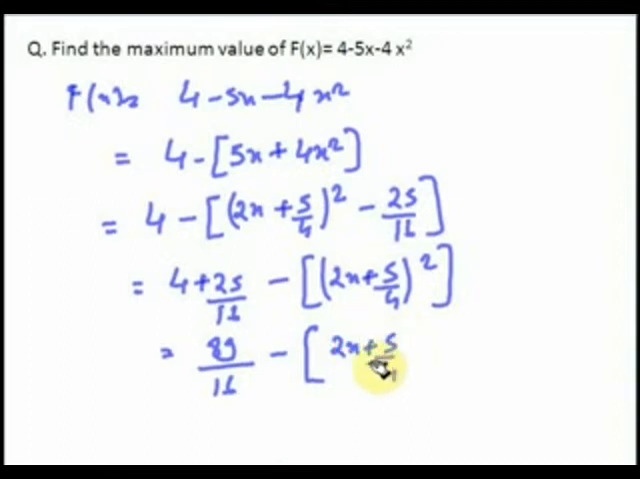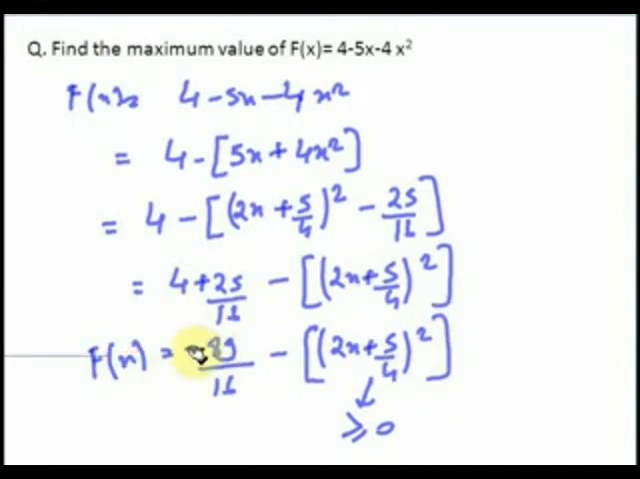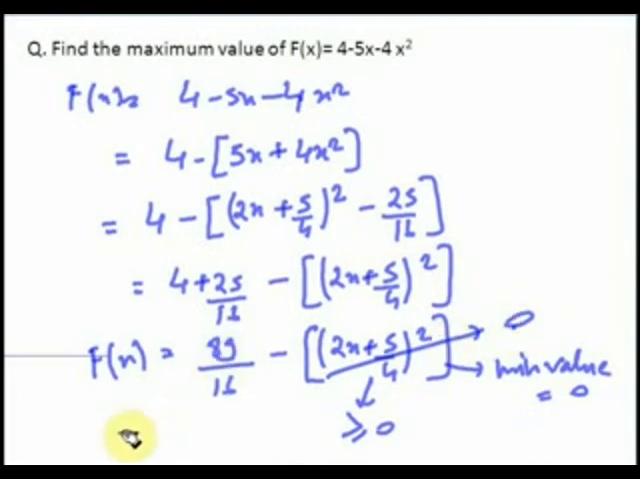Since this is a perfect square, the perfect square value will always be greater than or equal to 0. The function can attain the maximum value if this quantity is minimum. The minimum value of a perfect square is 0. So this term is 0. Then the maximum value of the function is 89 upon 16.